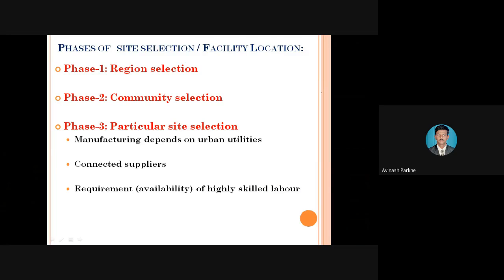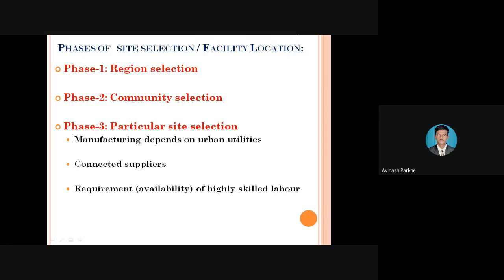So we are discussing phase number 2, which is called community location. In that, the maximum effect is related to the availability of labor. Then service facilities available. Service facility available means you have to take the help of another industry. A number of industries are located at one location. Some components we manufacture in your industry, and some components we manufacture in another industry.